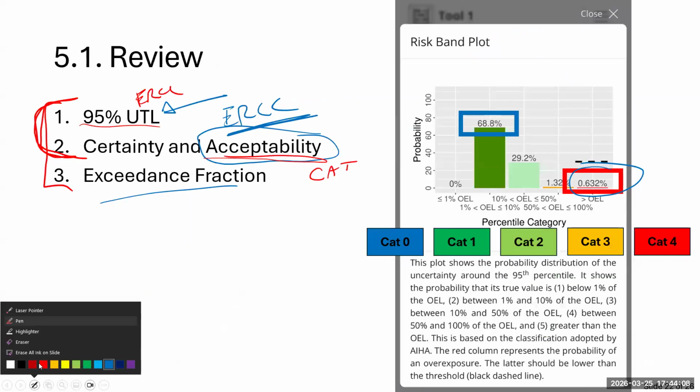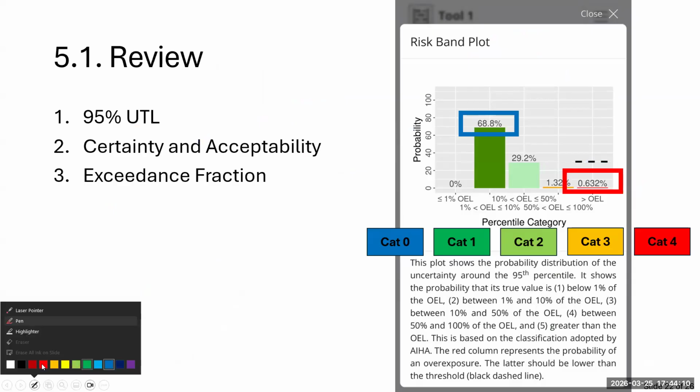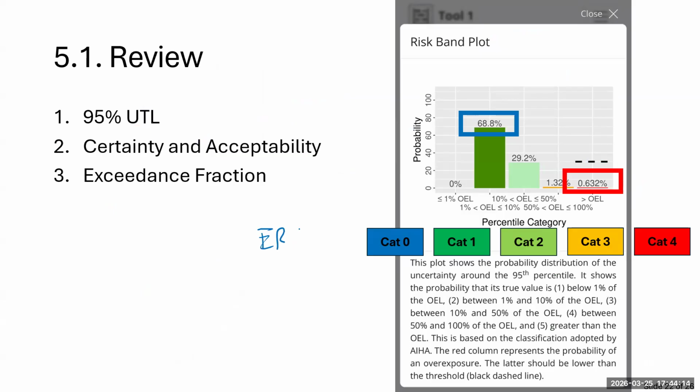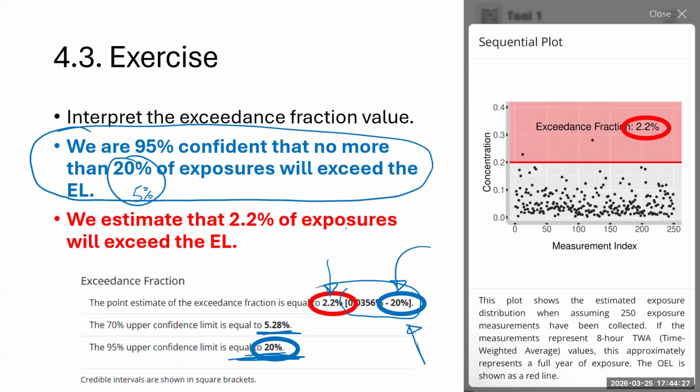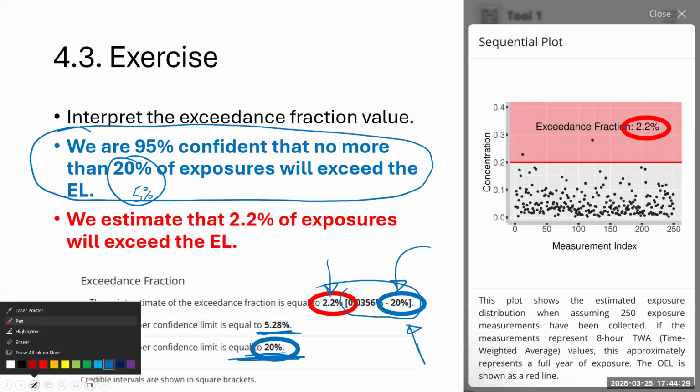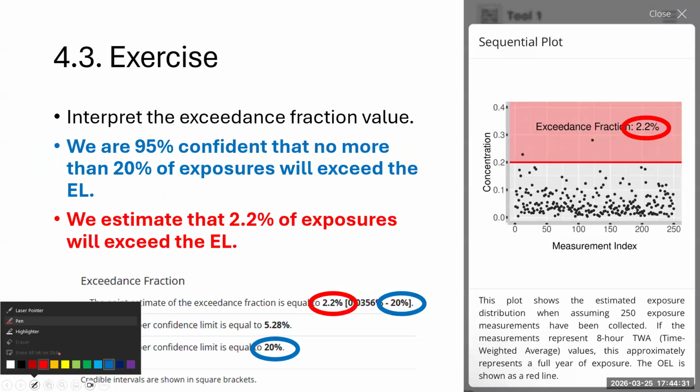Now I would still let the ERCC, these categories, drive your recommendations, but that could be more in the background, and you could report that exceedance fraction. I would still report the other stuff, but maybe you want to highlight that instead.